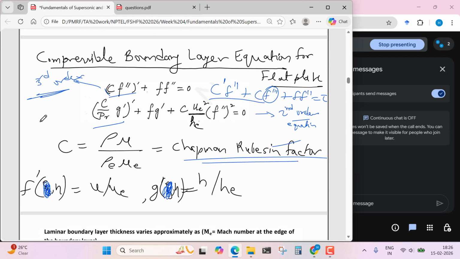One more thing, in the equation you might see one constant C, which is given by rho mu upon rho_e mu_e. This rho_e and mu_e are properties at the edge of the boundary layer, and rho and mu are at a point. So the ratio of these two is called Chapman-Rubesin factor. And the F dash eta is given by u upon u_e, and G eta is given by h upon h_e.